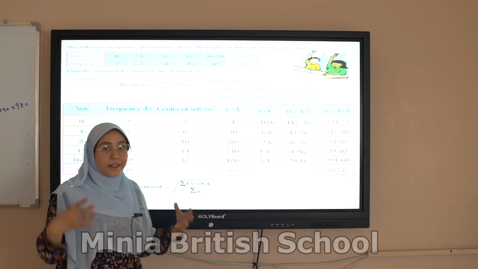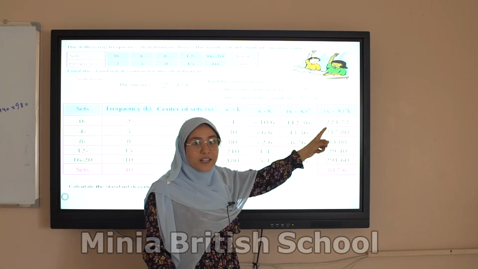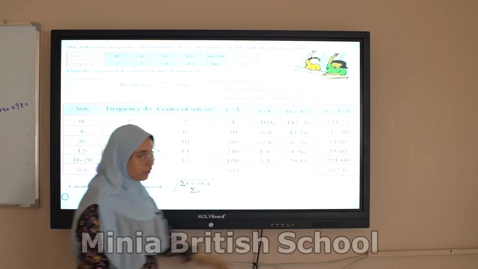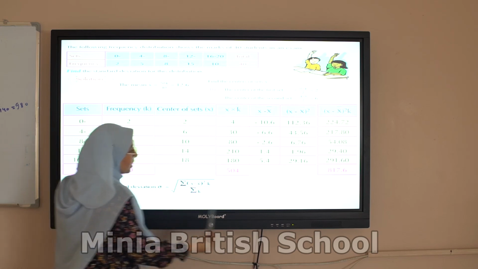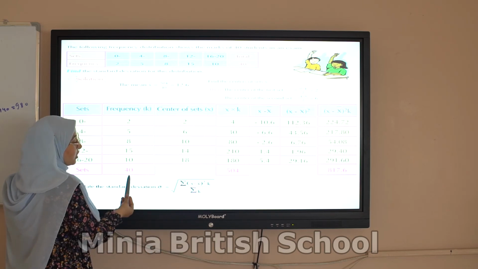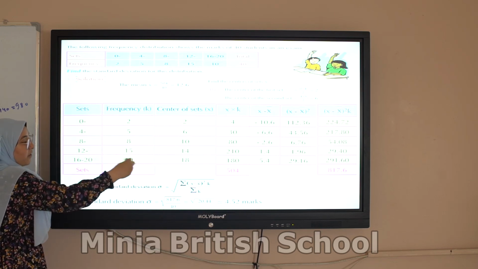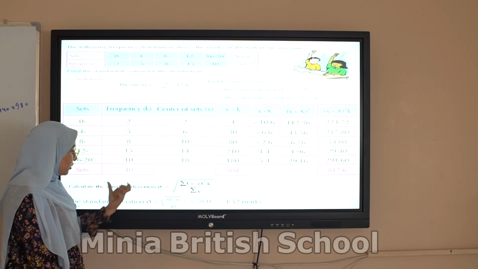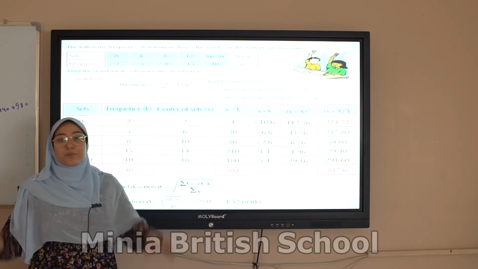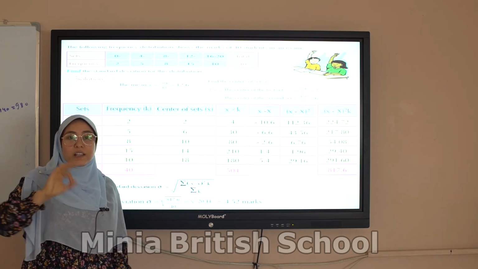Now I need to find the standard deviation. The same rule, the square root of the summation of x minus x bar raised to power 2 times k divided by the summation of the frequency. So the standard deviation equals the square root of 817.6 divided by 40, the summation of the frequency here. We get the standard deviation approximately 4.52 marks.